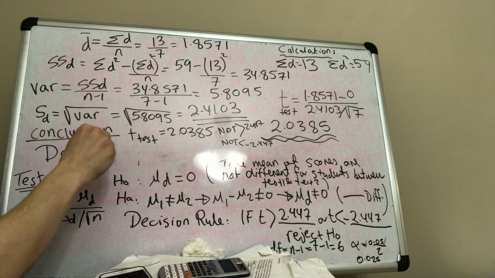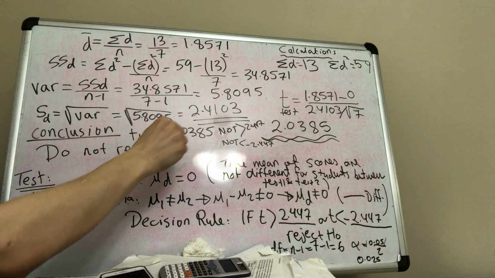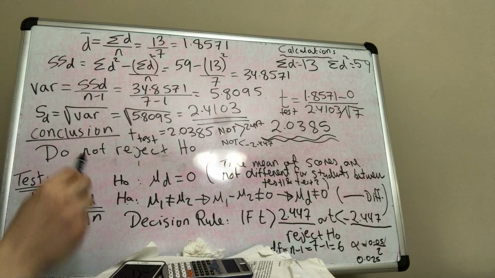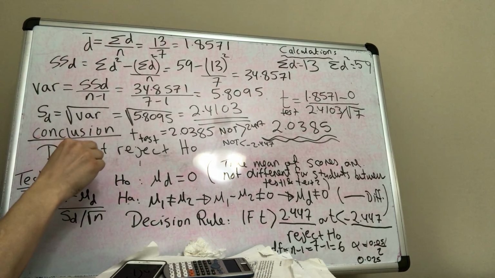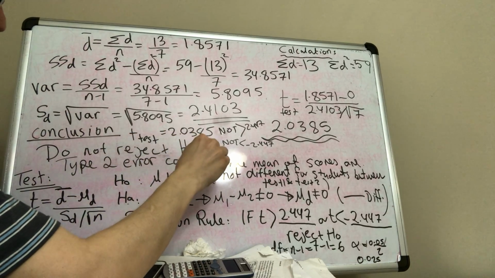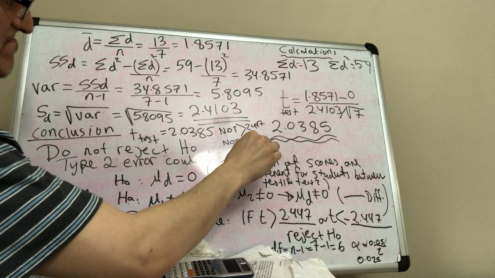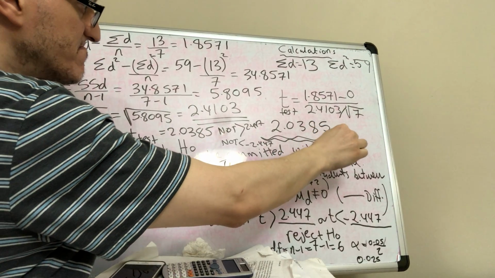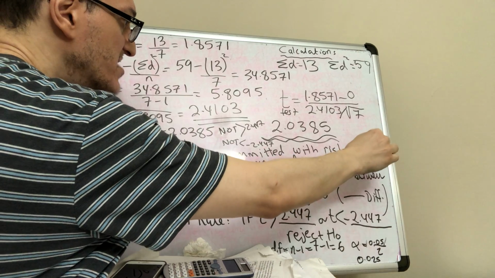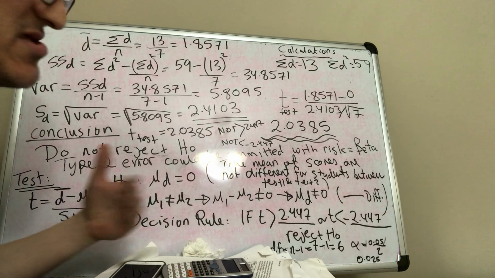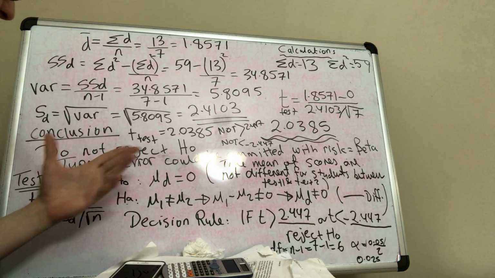Do not reject H0. Anytime you do not reject H0, you have to say Type 2 error could be committed, with risk equals beta, and you don't need to calculate it. Type 1 risk equals alpha, and that's when you reject. Alpha would be given, and when you don't reject, it's always Type 2.